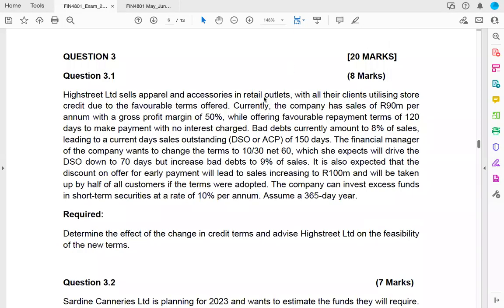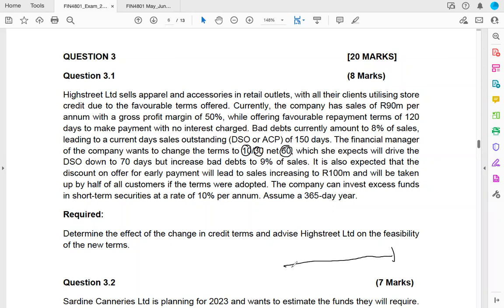Sorry, let me quickly correct that. What I actually meant to say is that this statement means that customers get a 10% discount if they pay within 30 days. But if they don't pay within 30 days, they get no discount, and we give them a maximum of 60 days to pay.